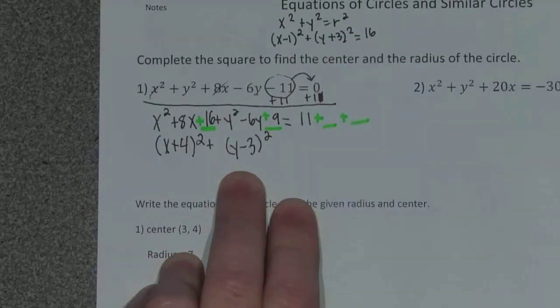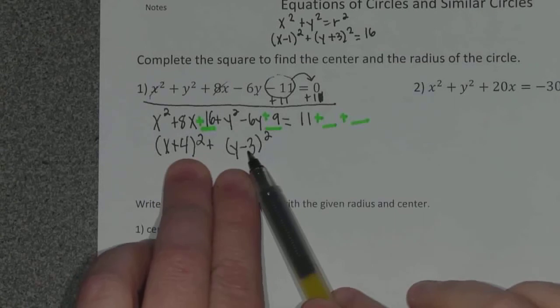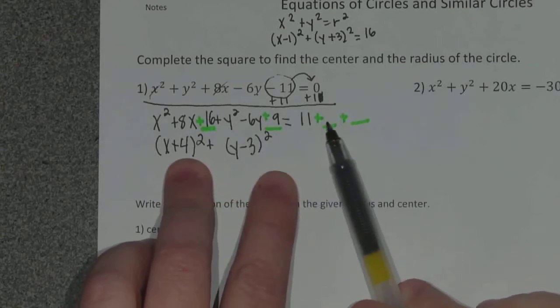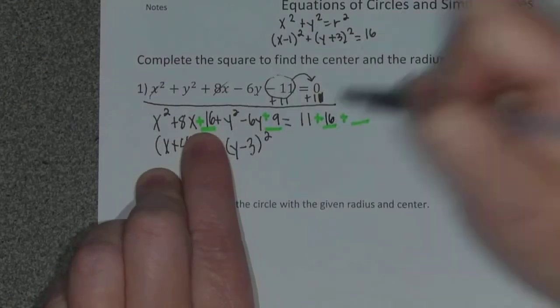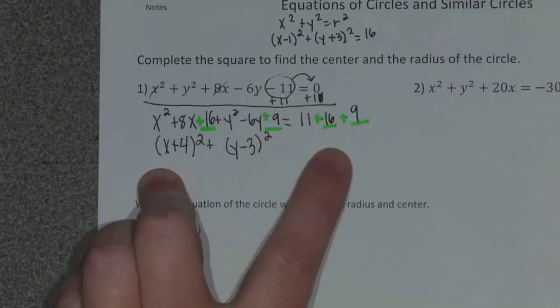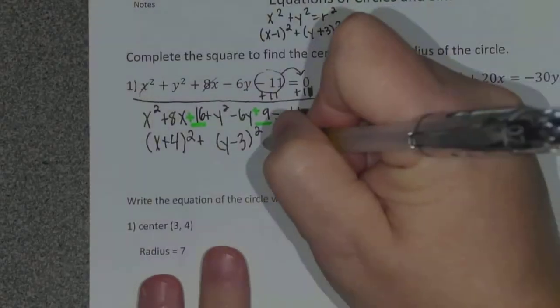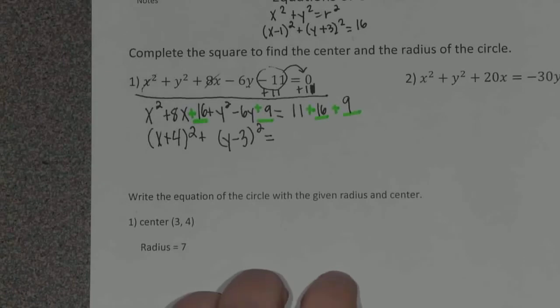Exactly, -3 and -3. Do you see how beautiful this is looking already? Like it's a circle now, right? So the only thing I need to do is, because I added 16 to this side, I need to add 16 to that side. And I added 9 to this side, so I need to add 9 to that side. And then over here, I'm going to have my radius squared as my part of my equation. So 11 plus 16 plus 9 is how much?